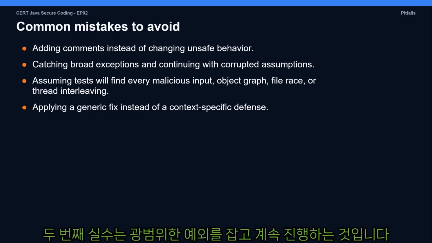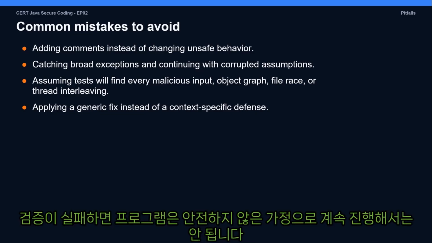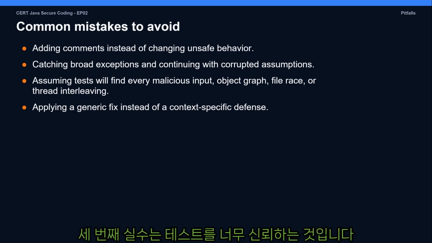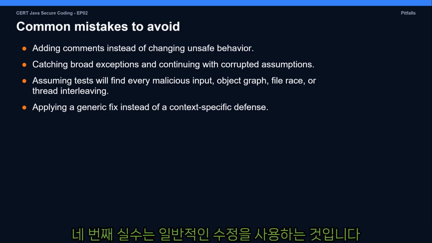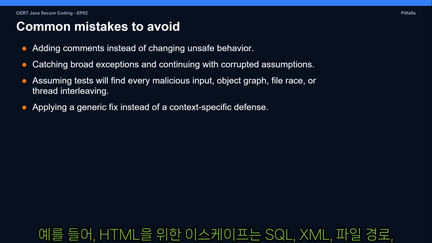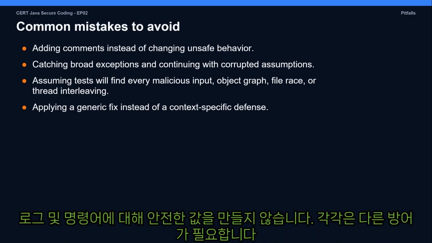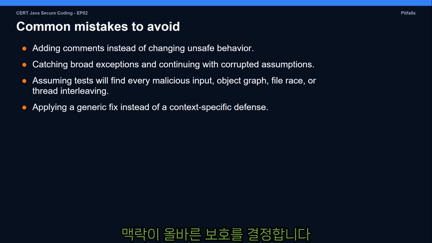The second mistake is catching broad exceptions and continuing. If validation fails, the program should not continue with unsafe assumptions. The third mistake is trusting tests too much. Tests are useful, but attackers can try more cases than your test suite. The fourth mistake is using a generic fix. For example, escaping for HTML does not make a value safe for SQL. SQL, XML, file paths, logs, and commands all need different defenses. The context decides the correct protection.